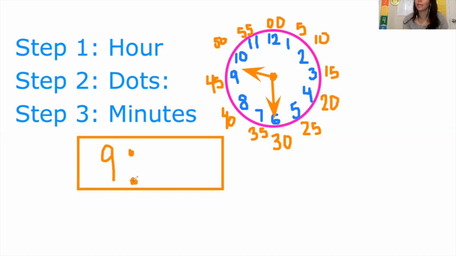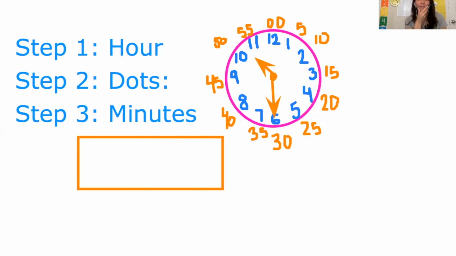Now we look at our minutes. Our longhand tells us our minutes. Where's our longhand pointing to? The 6. But remember, when we're doing minutes, we have to make sure we're counting by 5s. And when we count by 5s, when we get to that number 6, it's a 30. So it is 9:30, or half past 9.